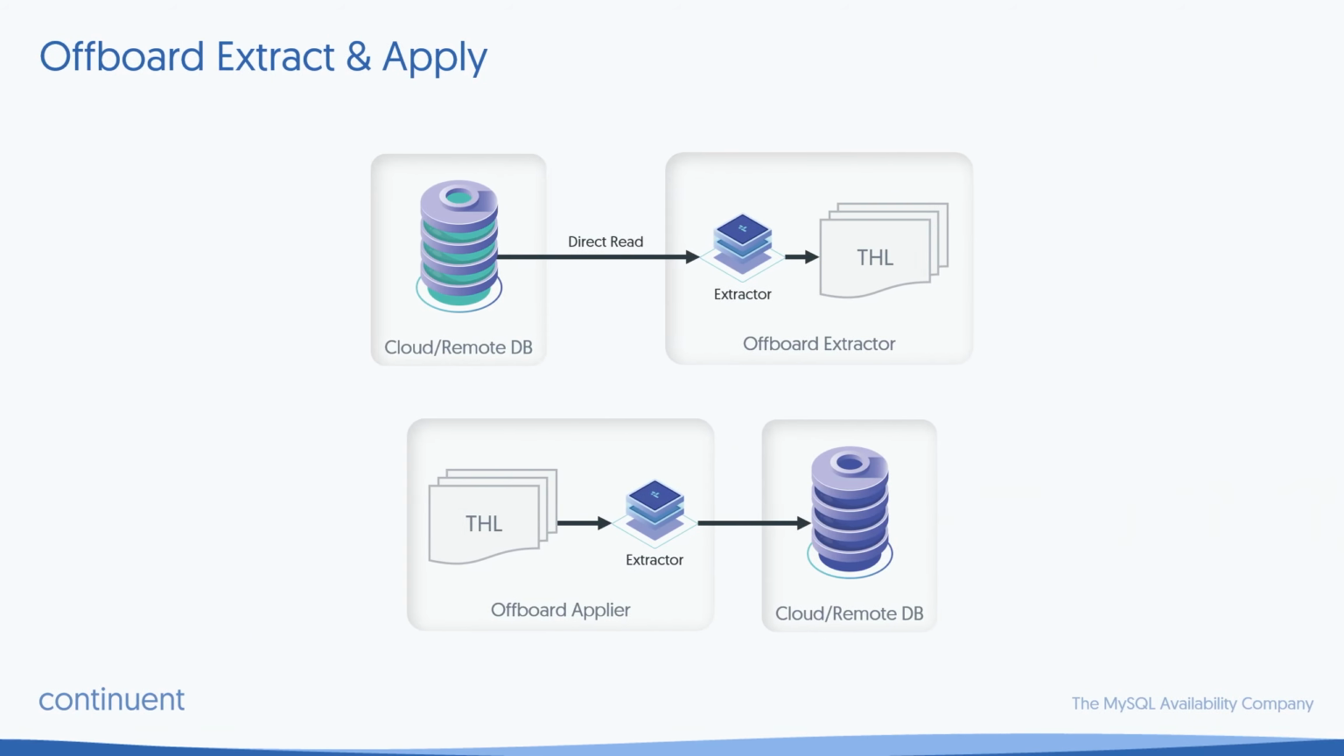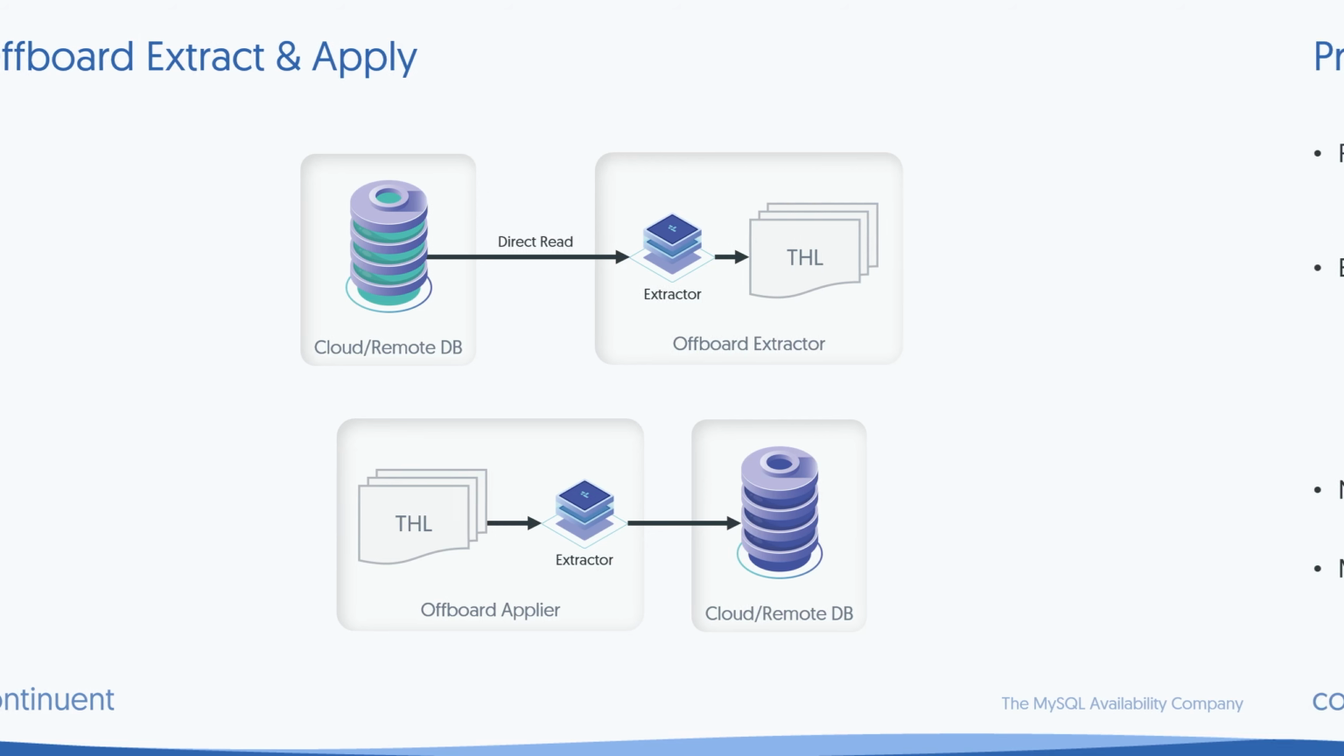Obviously, for the same reasons, we can't install the replicator directly on those hosts. So you would install your extractor or your applier on dedicated instances, and they would remotely connect out to that database. This is what we refer to as an offboard extractor or an offboard applier. This same offboard process can be used for standalone instances as well, if you wish. No reason why you can't do that, but obviously it's the only way we can do it when we are working with the cloud databases.